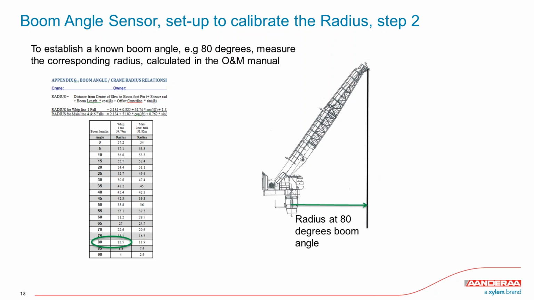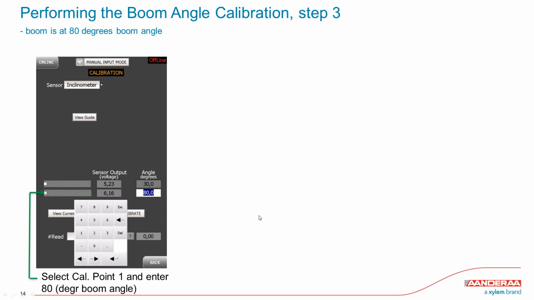Boom angle sensor, step 2 is again as previously. In every manual, we have this pre-calculated angle versus radius. So booming up to 80 degrees, which is step 2, means I have to measure 13.5 meters from the center of the slew to the hook. Now I know that the angle is 80 degrees. I then select calibration point 1 and enter 80 using the pop-up keyboard.